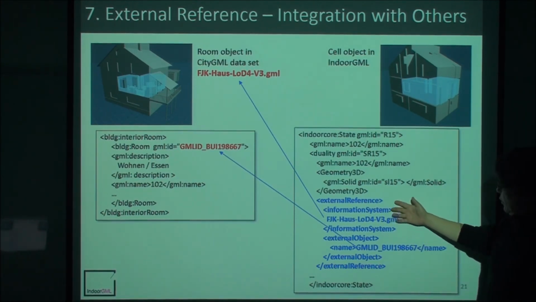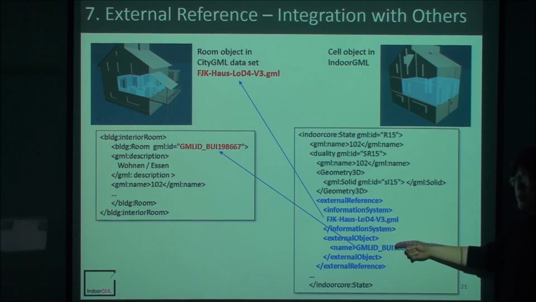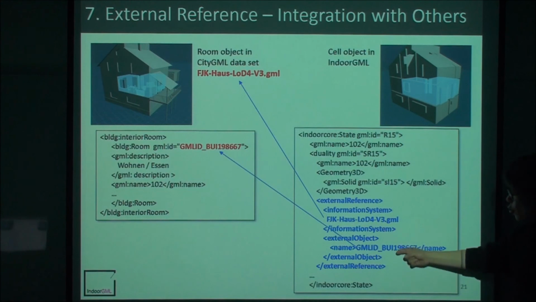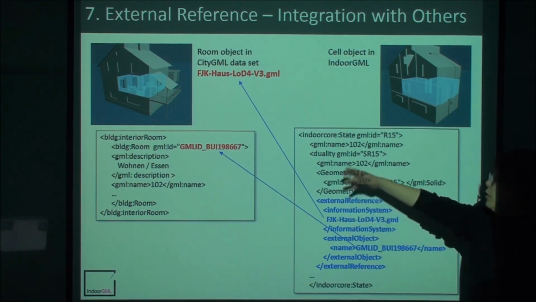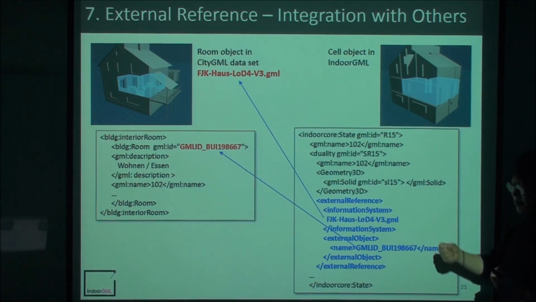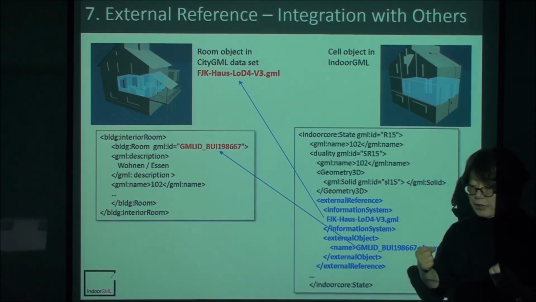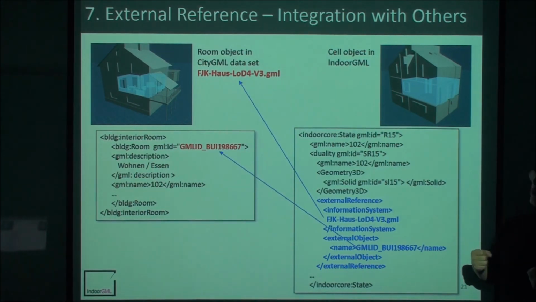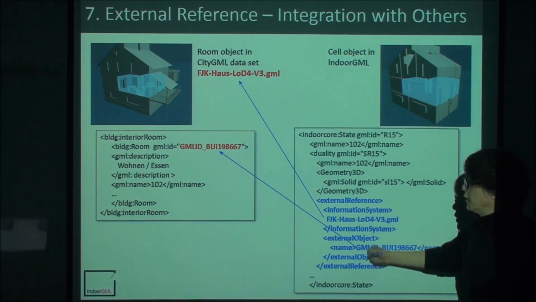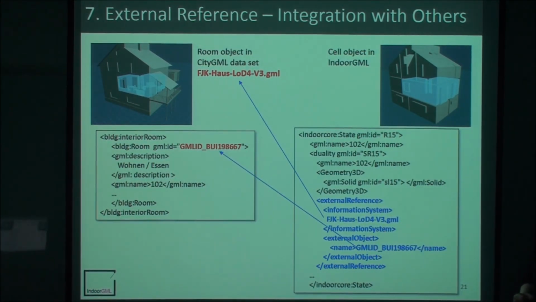But it could be not only the file name and object identifier; it could be a database, the URL of the database, and the SQL statement. So it is very flexible. We can make the integration of IndoorGML with other data sets, whether they are in a file system or in a database, using the mechanism of external reference.